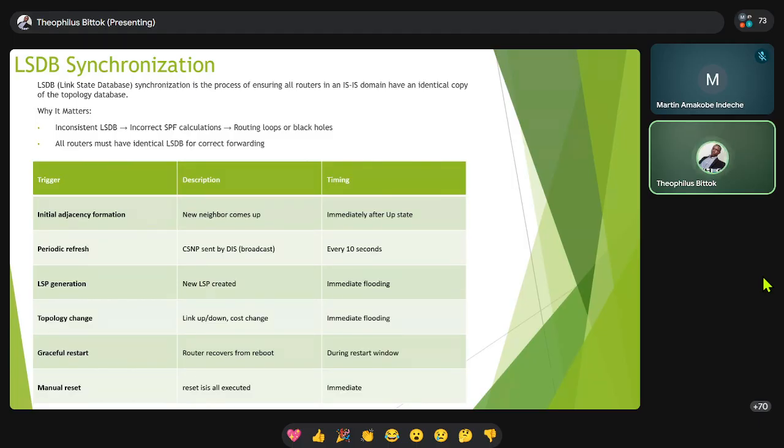Another thing that could make the triggered synchronization happen as well is, let's say, for example, I reset my ISIS process. So if I reset my ISIS process, then it means I'm going to trigger a resynchronization of the LSDBs.